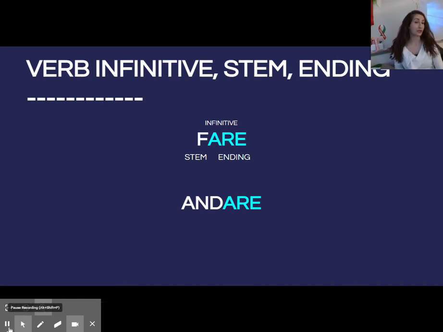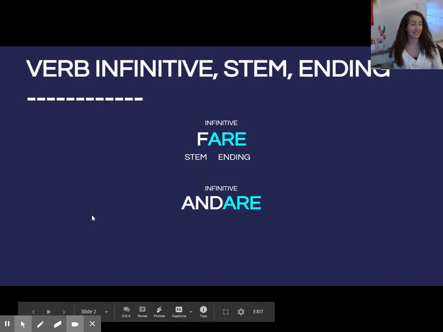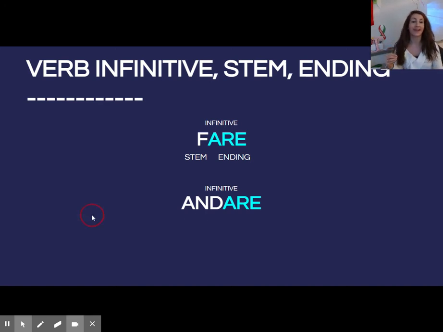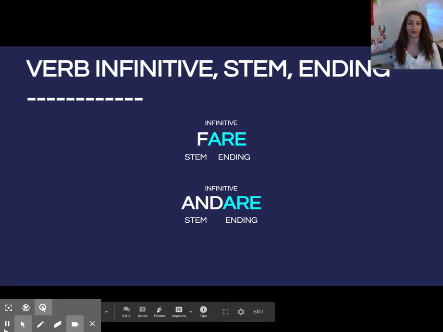So, io sono curiosa, now I'm curious, what is the verb infinitive form of andare, the stem, and the ending? Thoughts? Andare is the infinitive form, the whole verb. The stem is and, ending are. Again, these are ARE verbs.